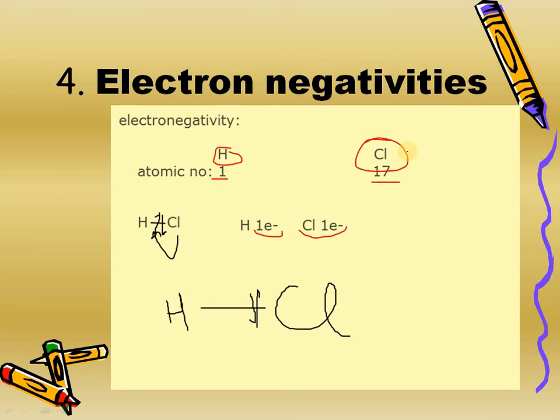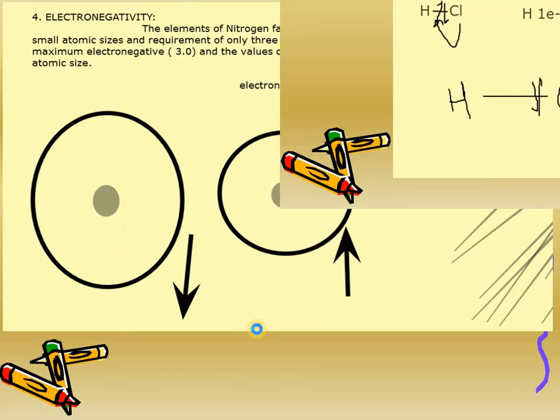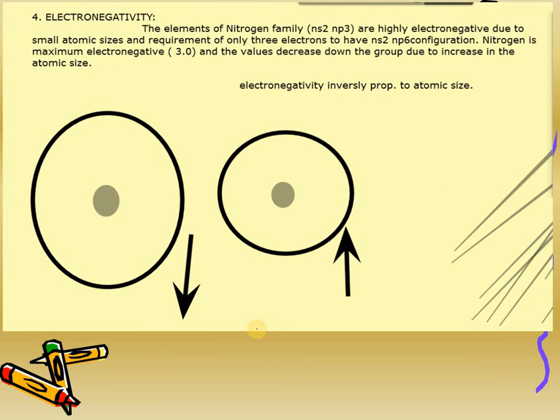But chlorine is richer because it has a higher atomic number, so the shared pair of electrons between hydrogen and chlorine gets attracted toward chlorine. This tendency of attraction toward itself by chlorine is known as electronegativity. If someone has the power to attract people, we can say that he is electronegative. Now this is electronegativity.